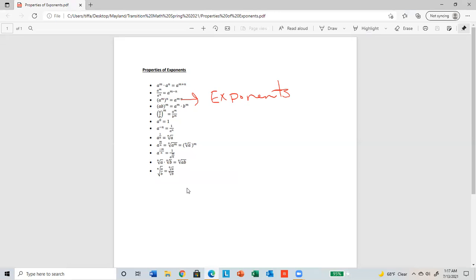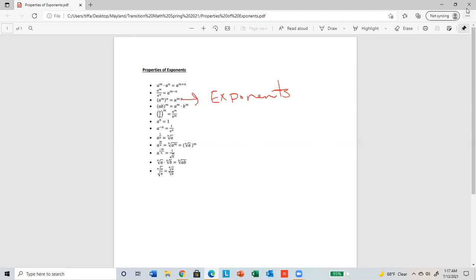Please notice you don't have rules for addition or subtraction. So if you had x squared plus x, that's it. X squared plus x is x squared plus x. These rules are for when you have multiplication or division, or you have exponents on top of one another.